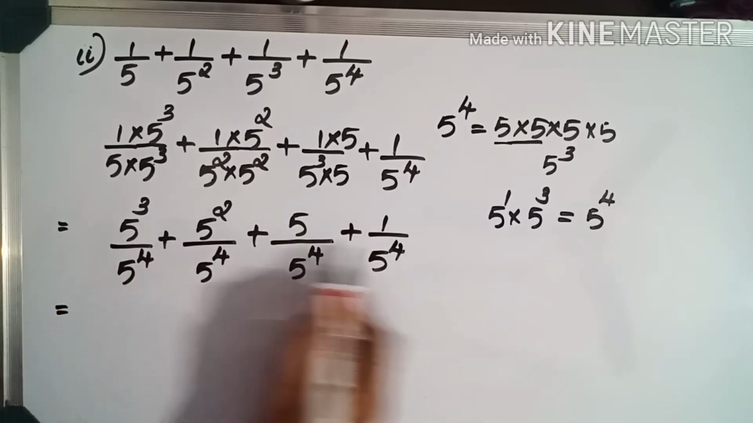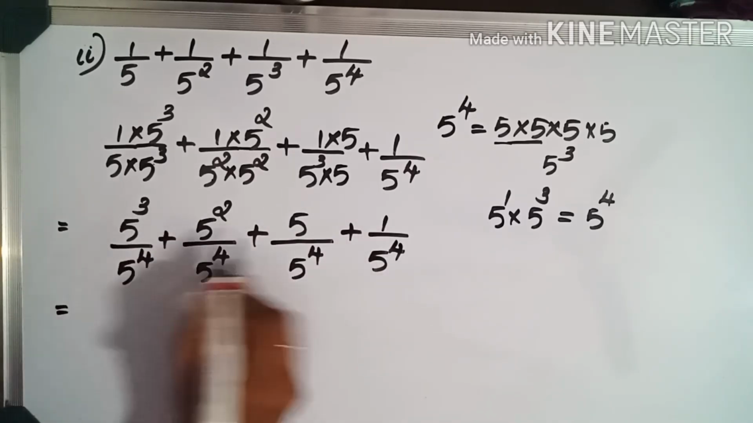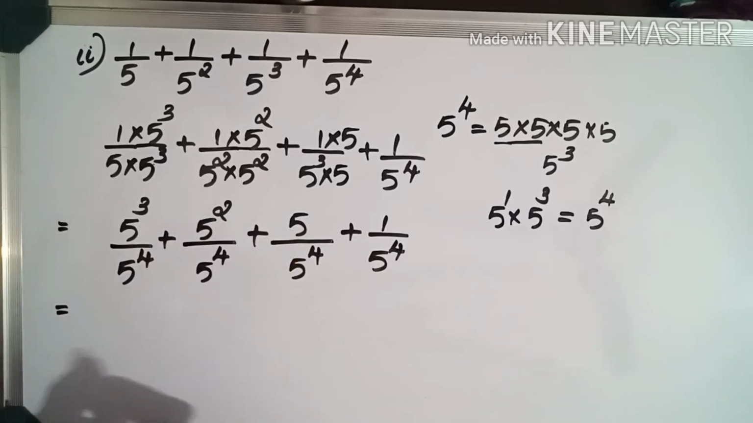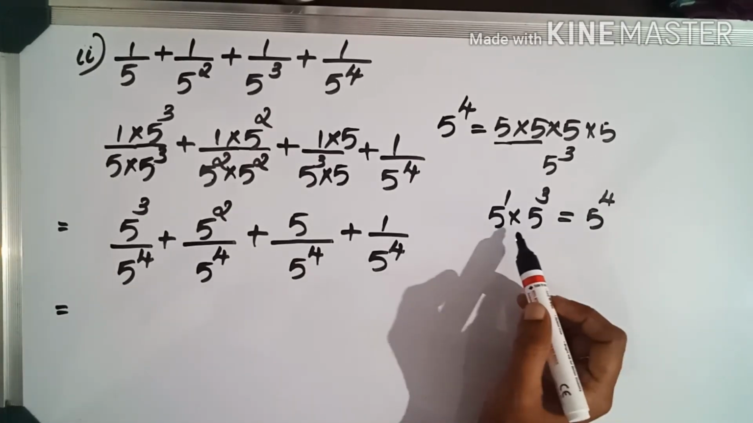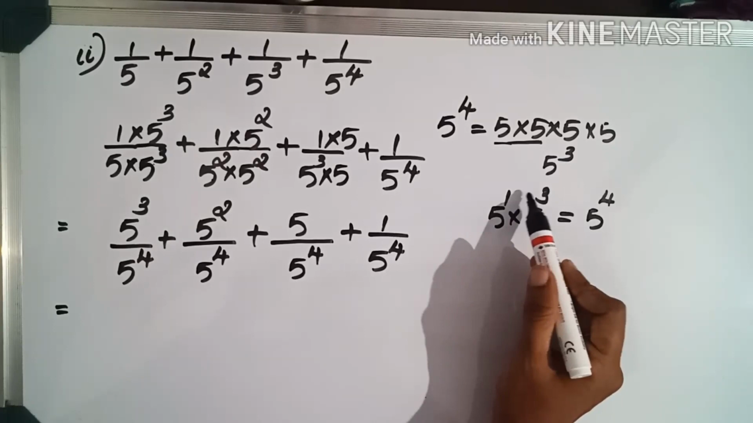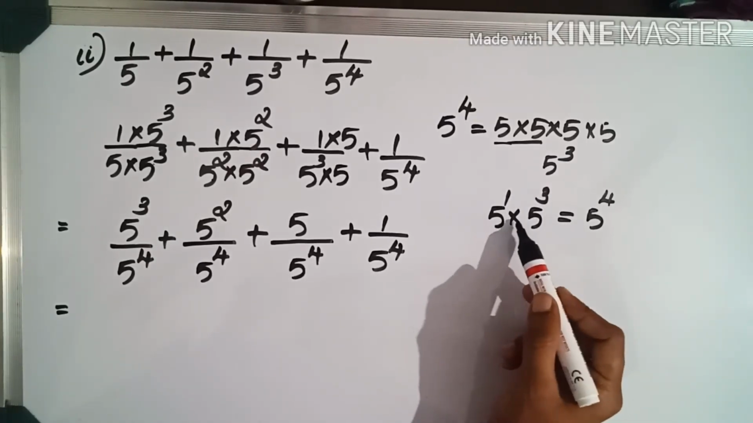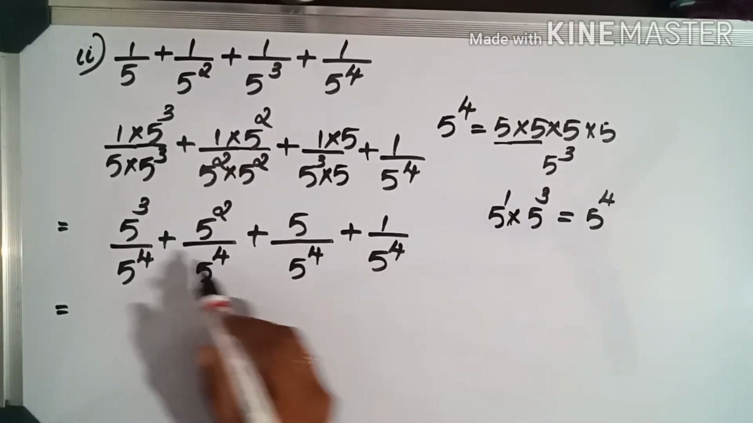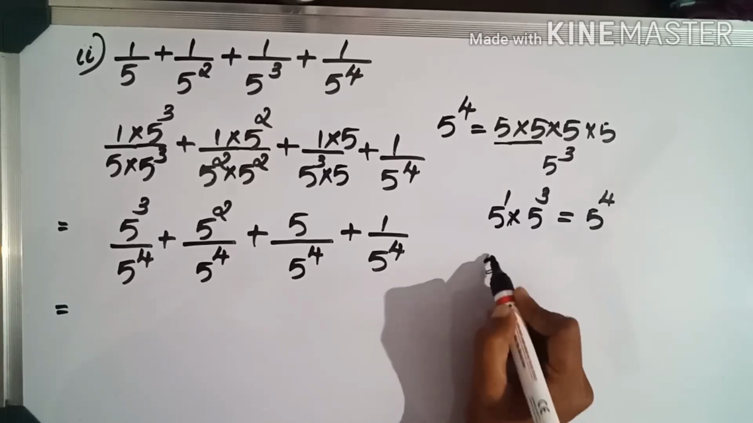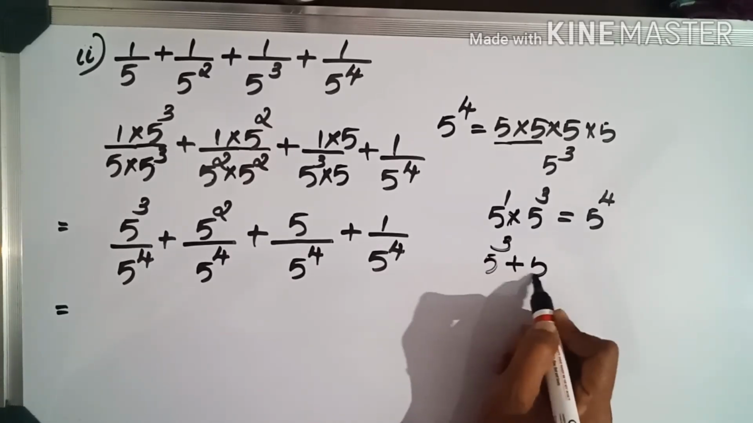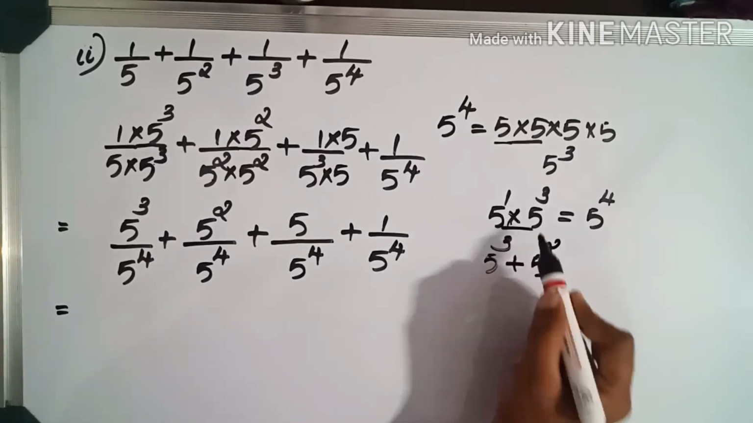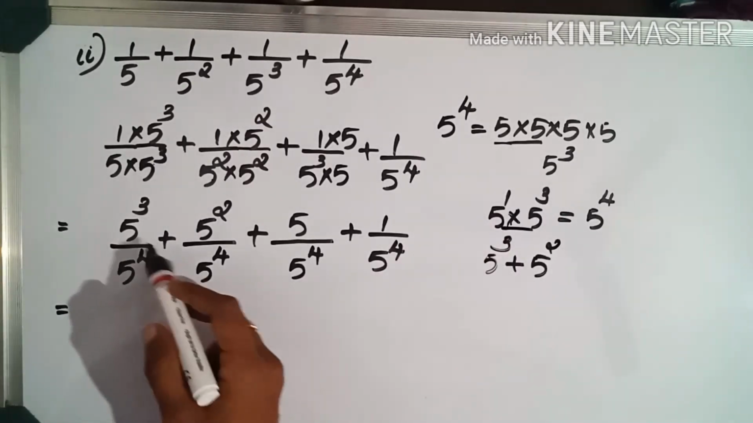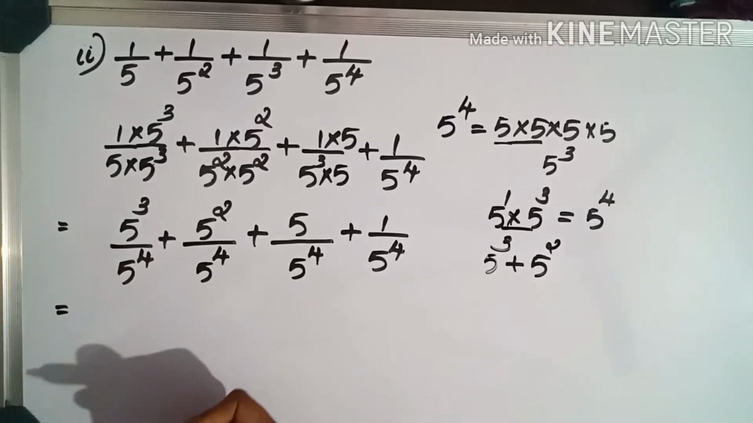Now we need to add all these. In order to add, we need to find the answer, because this method of adding powers is possible only for multiplication. Here it is adding. So 5 cube plus 5 square is not possible to add like that. Only for multiplication it is possible. So for adding we need to find the answer.